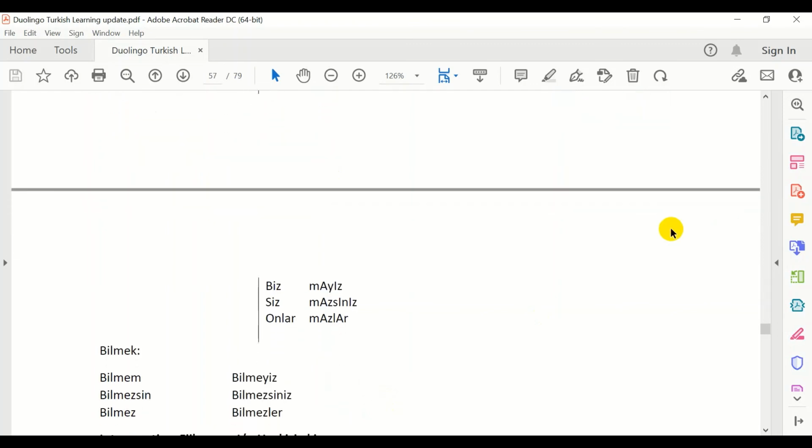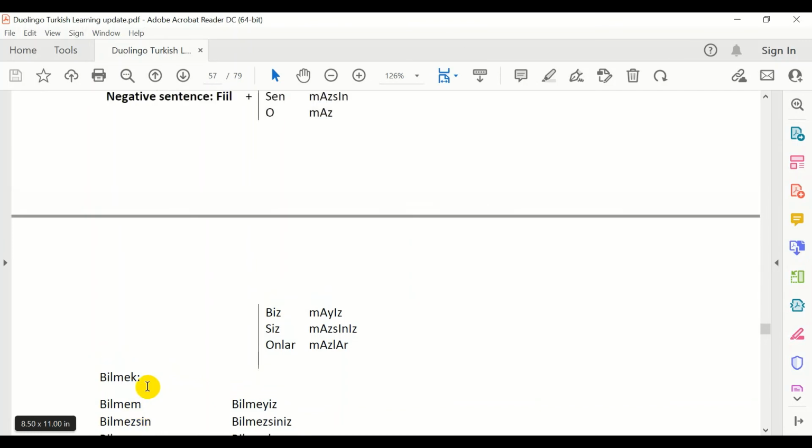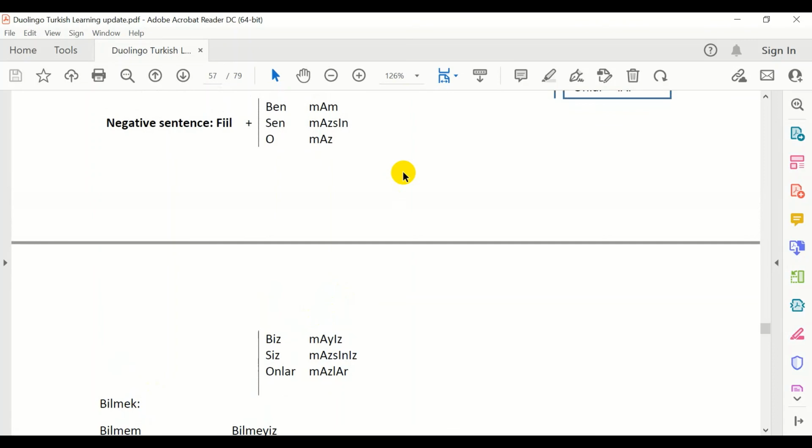Now let's see an example here. Bilmek means to know. Bilmem, it means I don't know. The positive form can be bilirim, I know. But the negative suffixes are a little changed. The form is a little changed. So you should learn these suffixes for changing a positive sentence to negative ones.